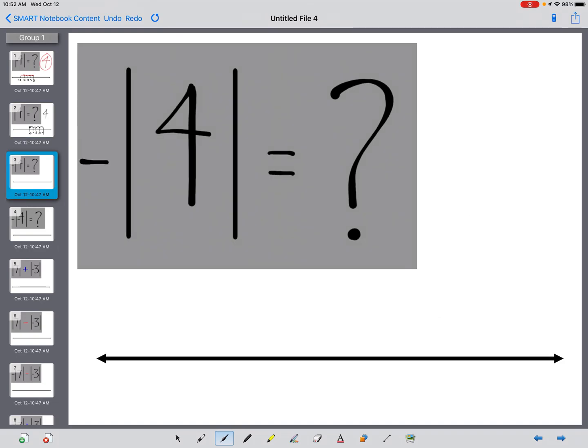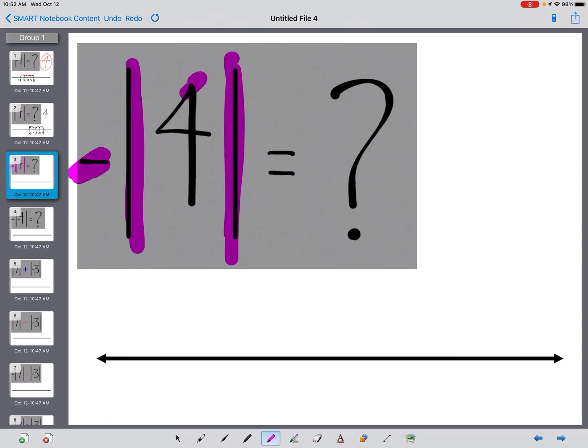All right, what if you have this scenario where you have absolute value bars and you have a number inside? In this case, it's 4. But then on the outside, you have this negative sign. So reading in math is important, and the way you would read this is you would say the opposite of the absolute value of 4.